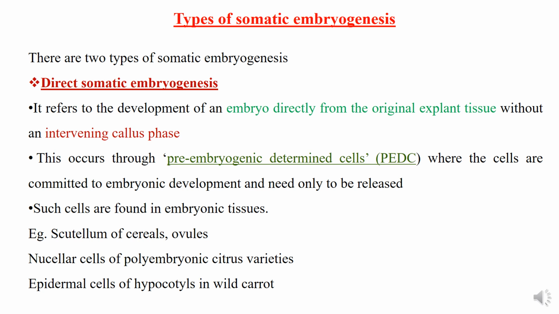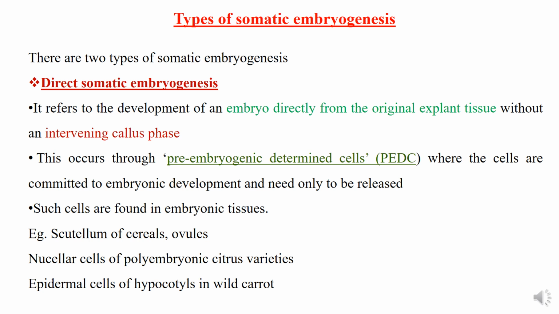Here, in the case of direct somatic embryogenesis, we don't have any callus intermediate phase. Directly the embryos are formed from the explant. So how is this possible? Because this occurs through pre-embryogenic determined cells, which in short form we call PEDC, where the cells are committed to embryonic development and need only to be released. We can find these PEDC in embryonic tissues, because they are already predetermined to form embryos; we just release those cells to form the embryos in the culture medium.